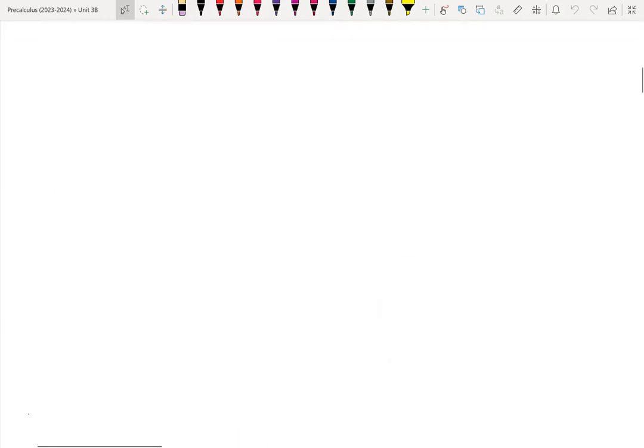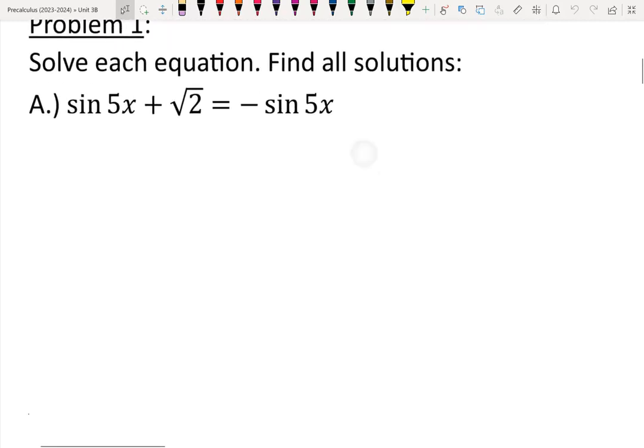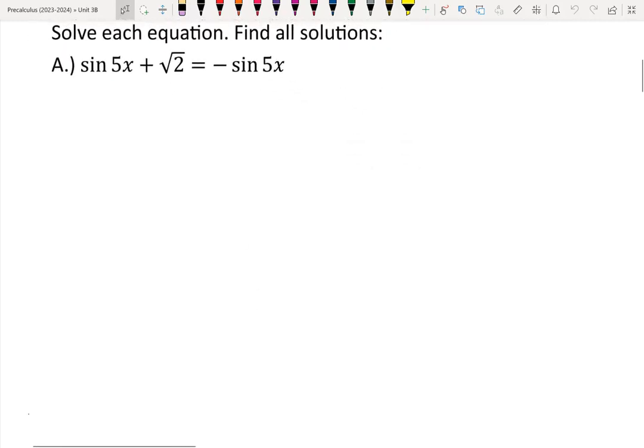So let's start with problem 1a here. We want to solve this equation and find all solutions, so we're going to find our general solutions. The first thing we reminded ourselves was that we want the trig portion isolated on one side. So how can I get those two sine functions on the same side? What would I need to do? Any thoughts? You could subtract, and that'd be fine, but I'm going to go ahead and add.